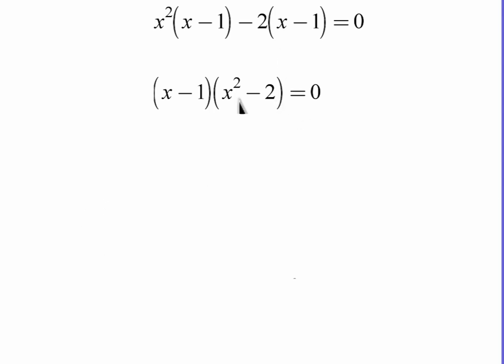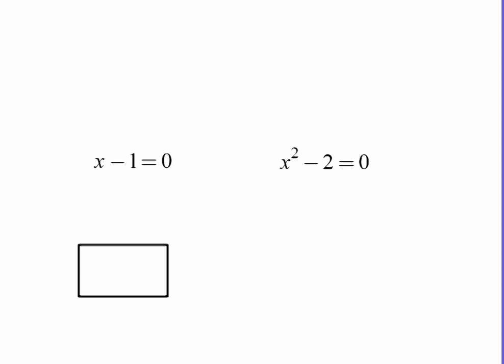So I can go ahead and move into setting both of my factors equal to 0. So I have x minus 1 equals 0 and x squared minus 2 equals 0. For this one over here, I just add 1 on both sides to get x equals 1. Over here, I'm going to do what I did in the last problem. So I'm going to add 2 on both sides to get x squared equals 2. It's a positive 2. And then I'm going to take the square root.